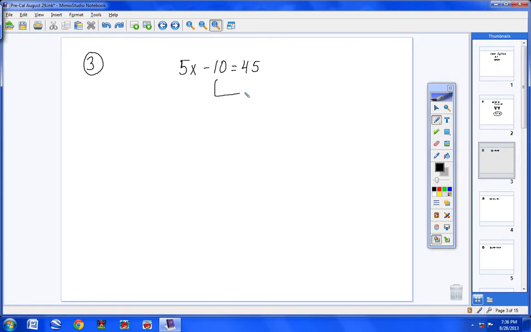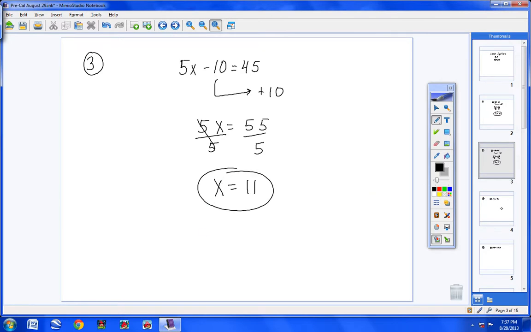So I'm going to bring this negative 10 over. When I do, it becomes a positive 10. And now I'm left with 5x equals 55, because 45 plus 10 is 55. And now I want to get rid of the 5, so I divide one side by 5. But if you divide one side by 5, you got to divide the other side by 5. Those 5s cancel, and you're left with 11. 11 is your answer. Moving on.